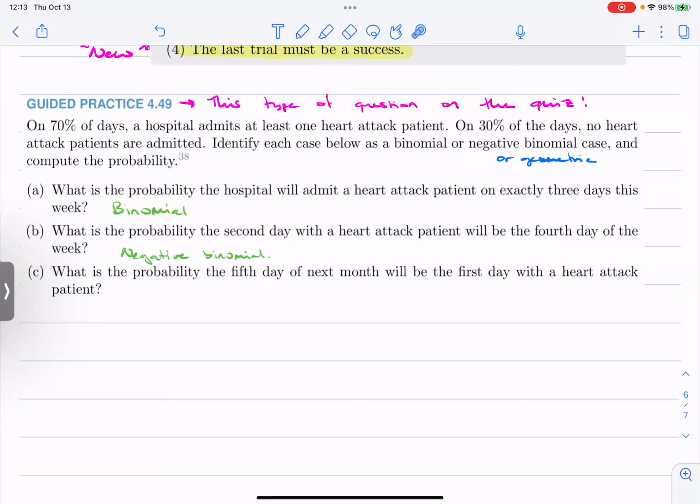Kind of tricky, but it is a negative binomial. What's the probability that the 5th day of next month, which is kind of irrelevant, but I think it's there to throw you off a little bit, or at least to make you think about it, right? You can just start, okay, that's the 5th day. The 5th day of next month will be the 1st day with a heart attack patient, right? So the first success happens on the 5th trial. That sounds like a geometric or a negative binomial with k equals 1.